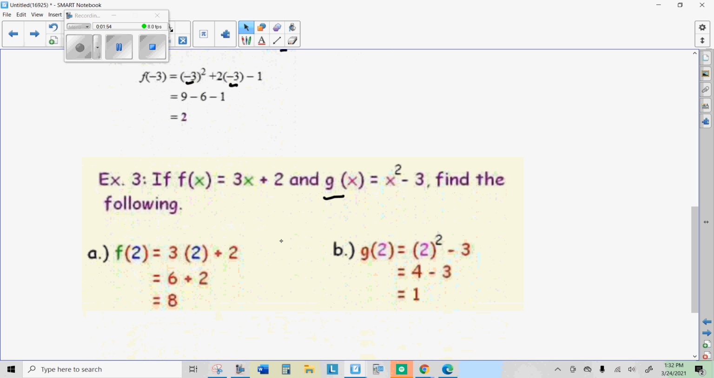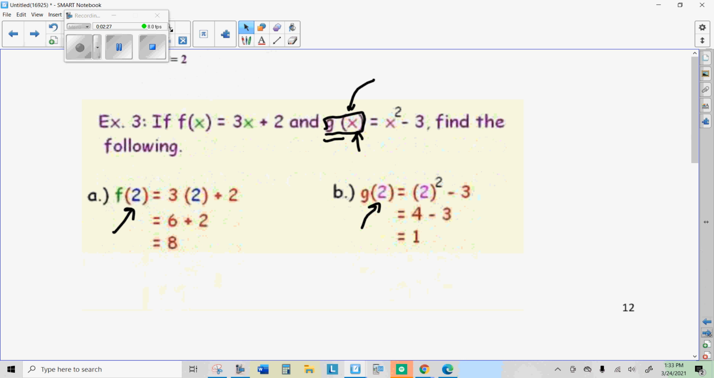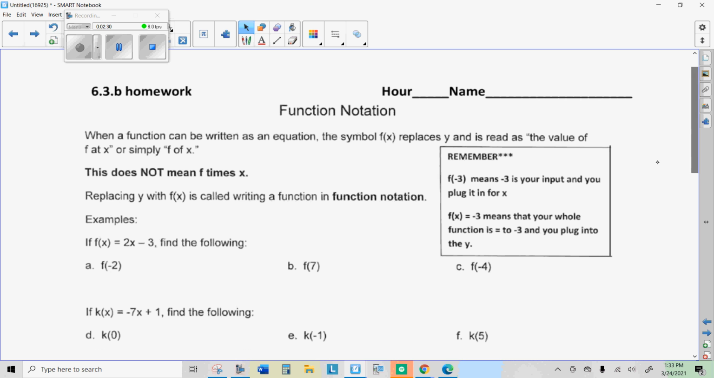Functions can have other names like g, any letter actually. But just remember this parentheses does not mean multiply. It's just identifying the part that is the input. Whatever's in the parentheses is the input. So x is the input, and then the output is the function rule g of x. Here's an example of finding the output when the input is 2 in both of these two different functions. So let's do some problems. Just remember f of x does not mean f times x, and then you'll be good.